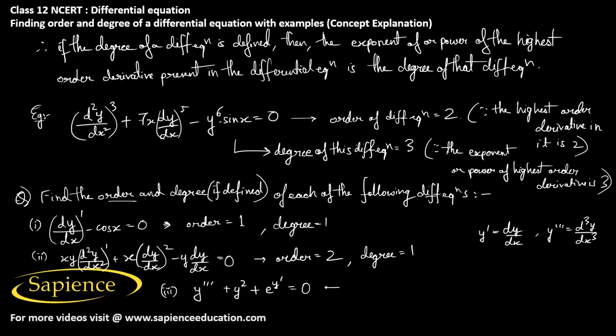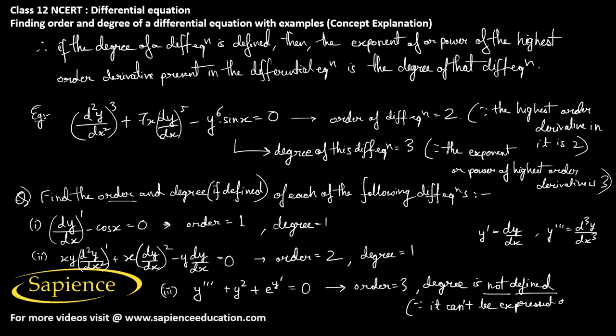So now here we can see that the order of this differential equation will be 3, since the highest order derivative that is present in it is 3. And the degree is not defined, since it is written e power y dash. So this cannot be expressed as a polynomial equation of its derivatives. So degree is not defined here in this case.